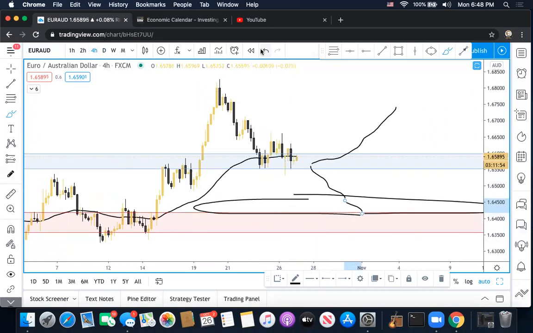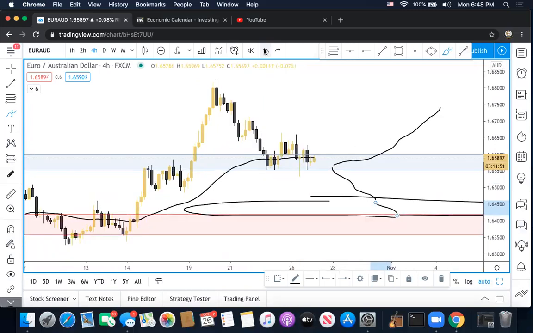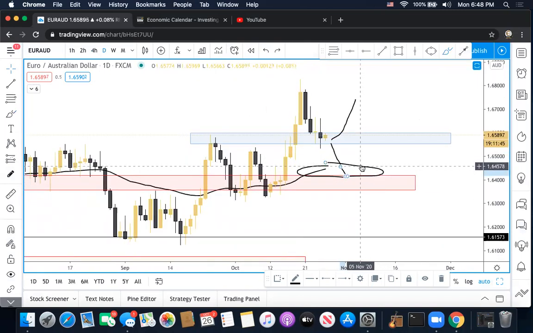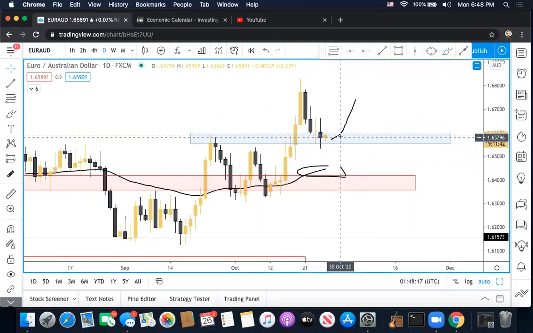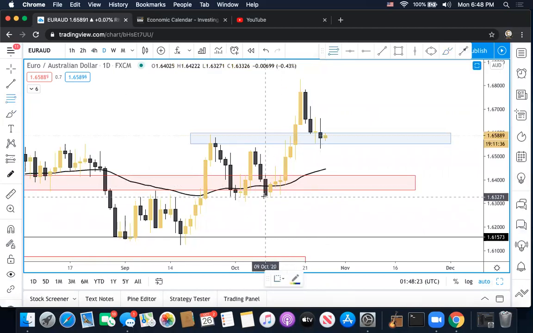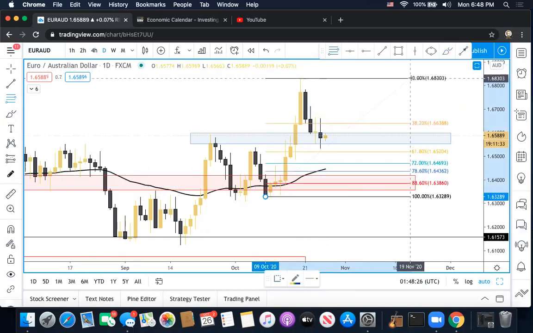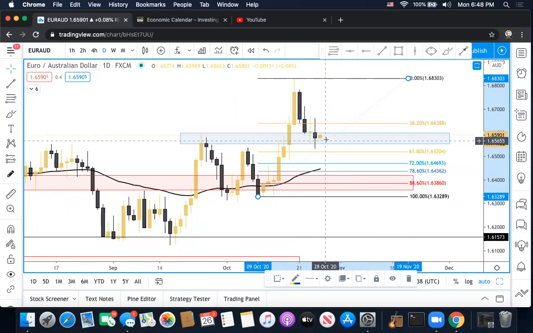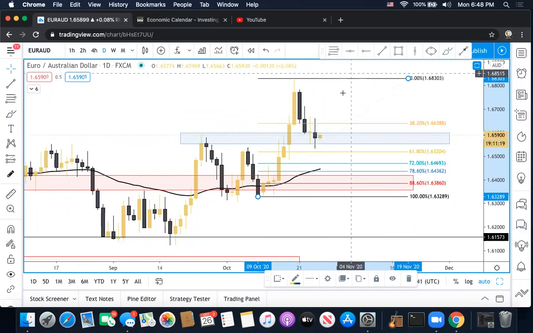So even if, for example, let me delete some of these. Okay, yeah. So if I draw my fib from this low up to this high, the market could possibly push down to the 72 to the 78.6 retracement. So yeah, we're either going to bounce and push back up to the highs, or we're possibly going to drop down and get a deeper retracement back down towards the 72 to the 78.6 retracement, possibly.